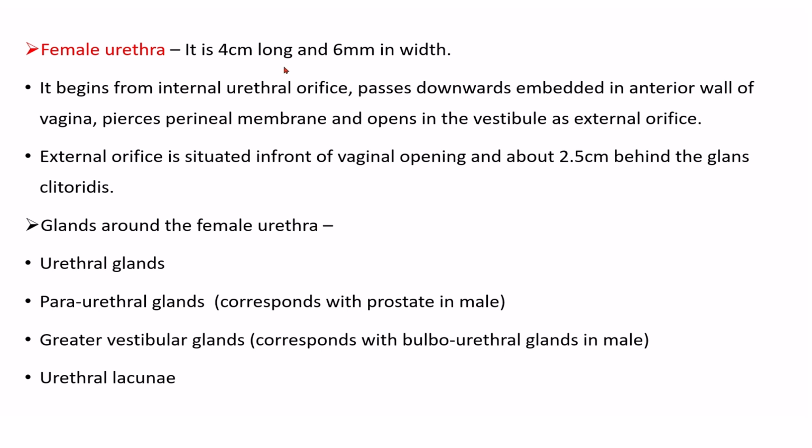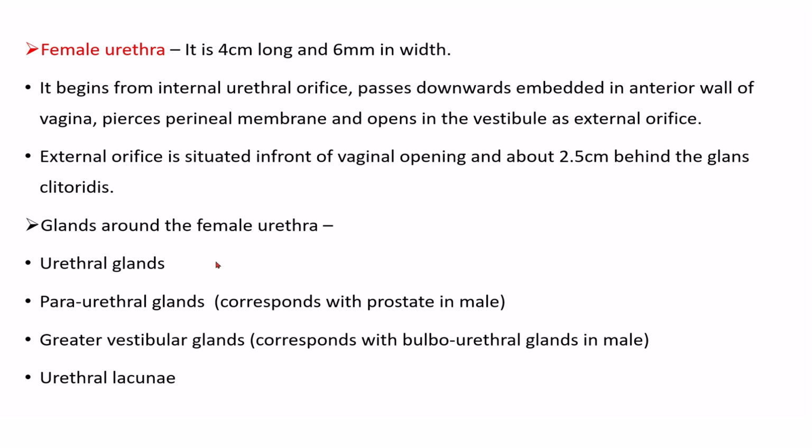So the female urethra is around 4 centimeters long and 6 millimeters wide. It begins from the internal urethral orifice, passes downwards, embedded in the anterior wall of the vagina, pierces the perineal membrane, and opens in the vestibule as the external urethral orifice. The external orifice is situated in front of the vaginal opening, about 2.5 centimeters behind the glans clitoris.